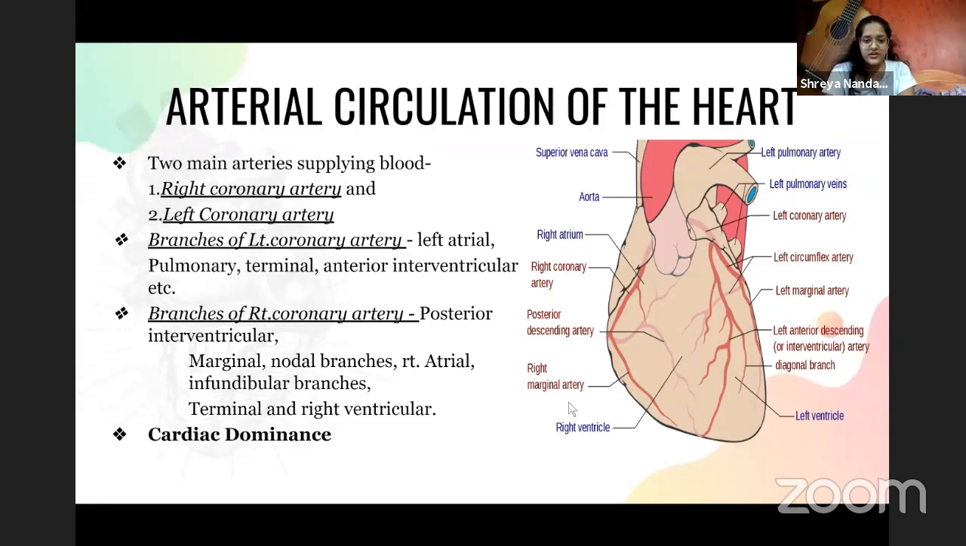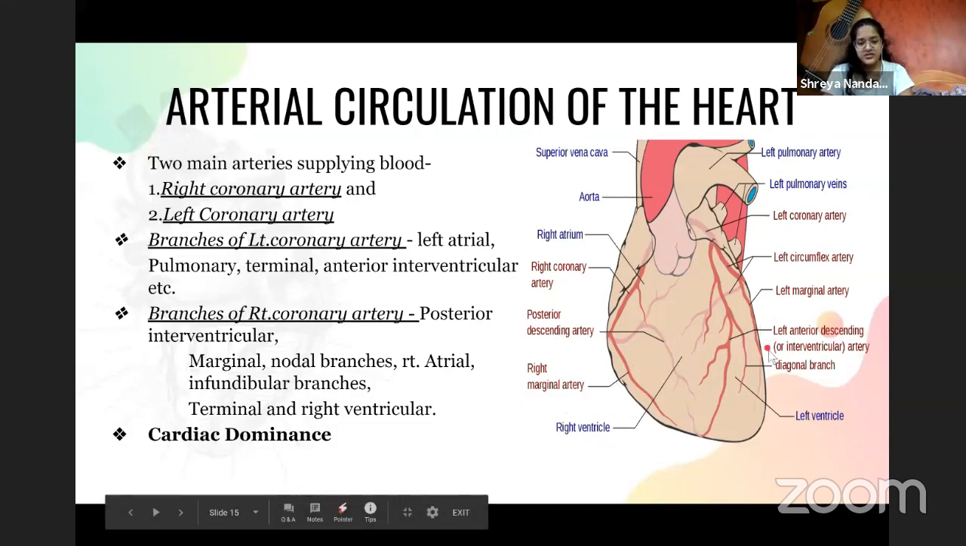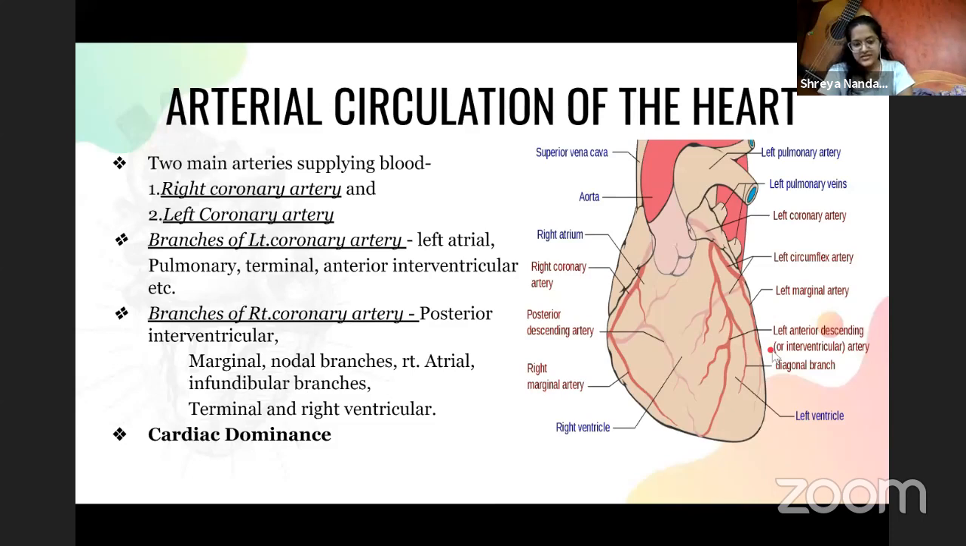Now, there's another point that we need to remember here, that is the cardiac dominance. The cardiac dominance depends mainly upon the origin of the posterior interventricular branch, which in 90% of cases originates from the right coronary artery, which makes the heart in 90% of cases a right dominant heart. And in about 10% of cases, the posterior interventricular branch originates from the left coronary artery, and in those cases, the heart is known as a left dominant heart.